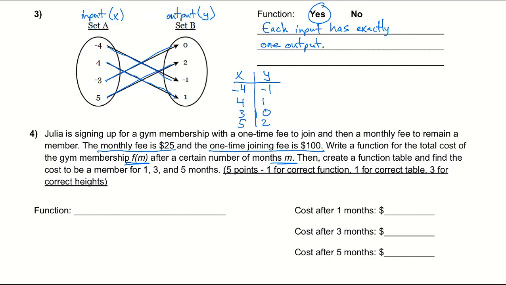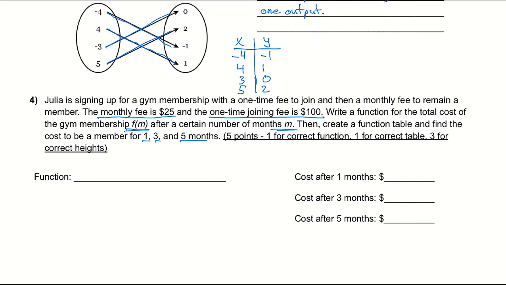So instead of x and y, we'll use f of m and m. Then create a function table and find the cost to be a member for 1, 3, and 5 months. Okay, so cool. My points here come from 1 for the correct function, 1 for the correct table and 3 for the correct heights. So here's how I would set this up. Treat this f of m, which is the total cost, like your y, and m is going to be the number of months.